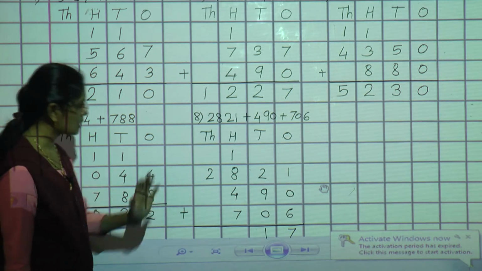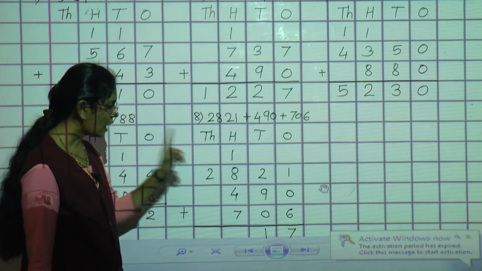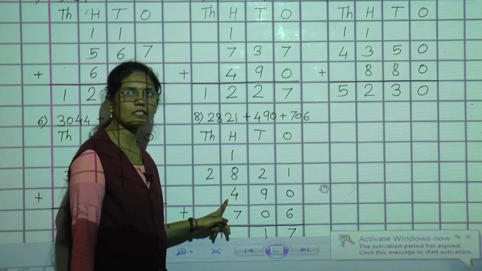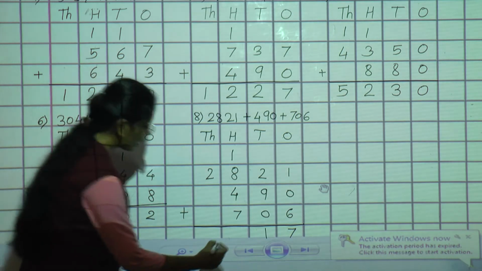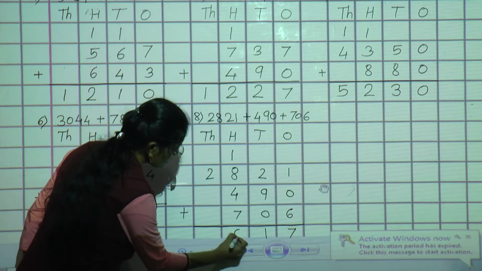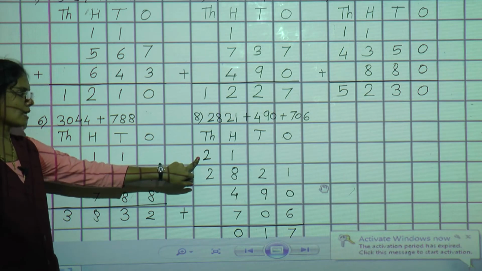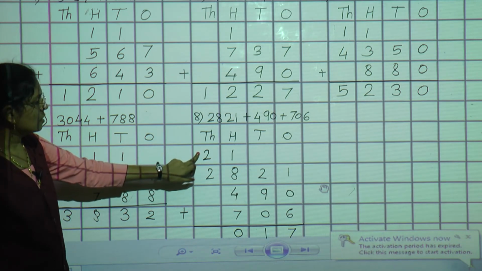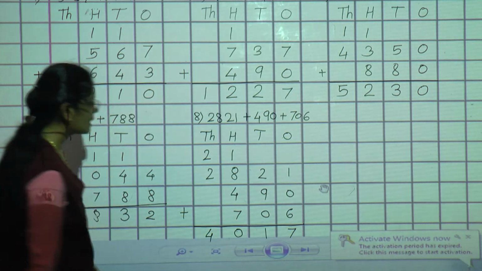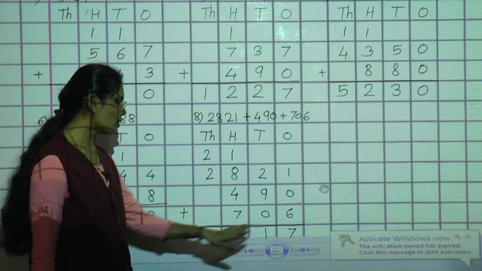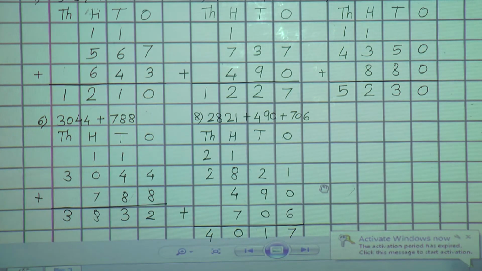Now see this hundreds place digit. Here 1 plus 8, 9. 9 plus 4, yes, 13. 13 plus 7, 20. 20 hundreds means 0 hundreds and 2 thousands. So this 2 we will give as a carry to the thousands place. Now see, 2 plus 2, 4. So what will be the answer? The answer is 4017.